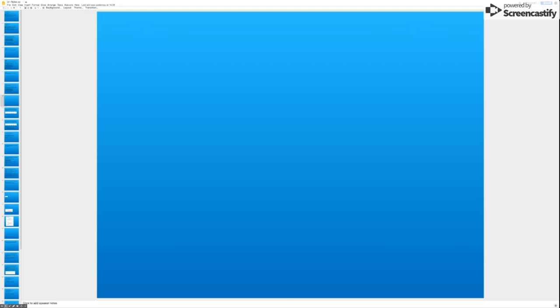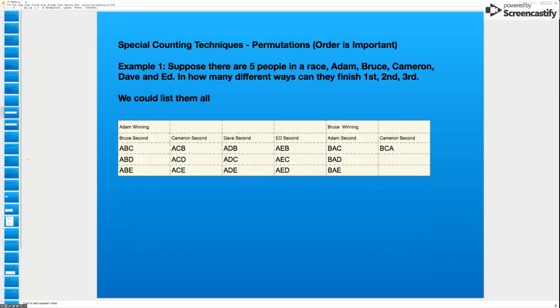Okay, here's the next. From counting techniques, we go to permutations. The important thing about permutations is that order is important. So we'll look at a few examples and we'll keep it hopefully fairly simple to start with. So remember, permutations, order is important.